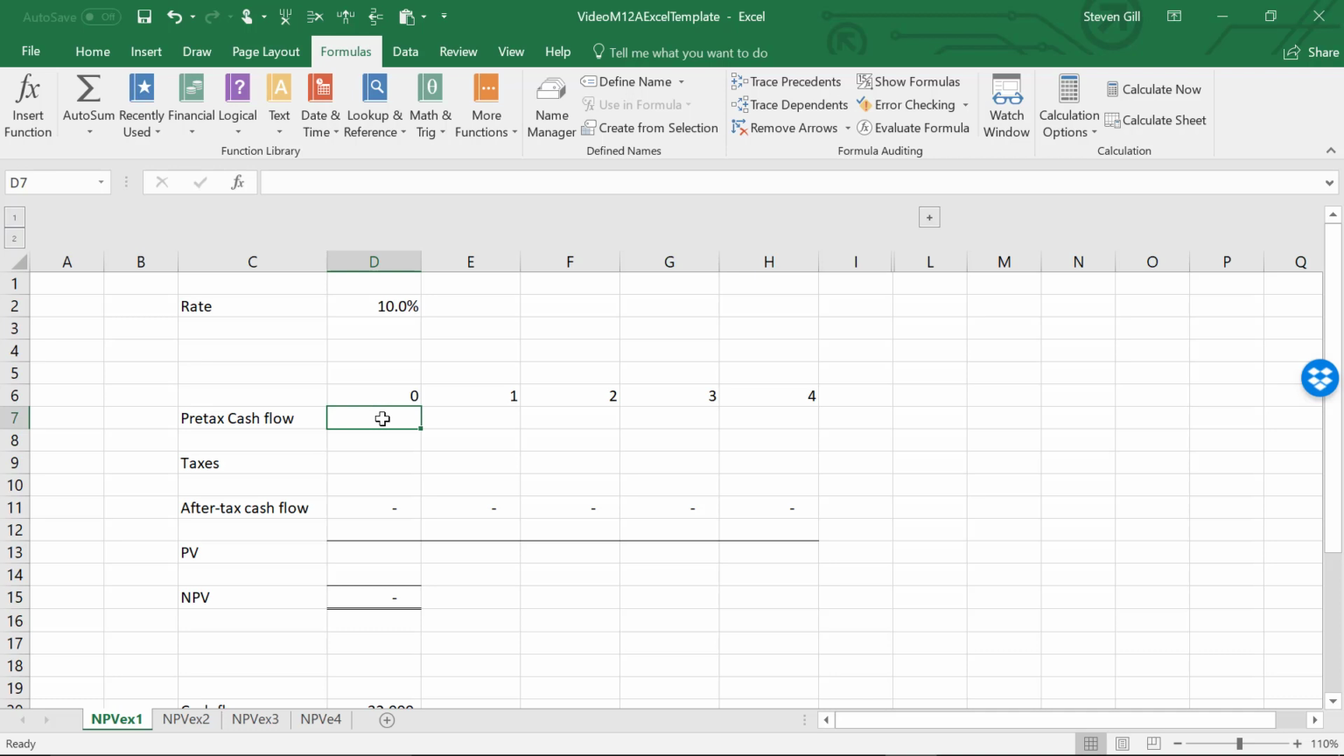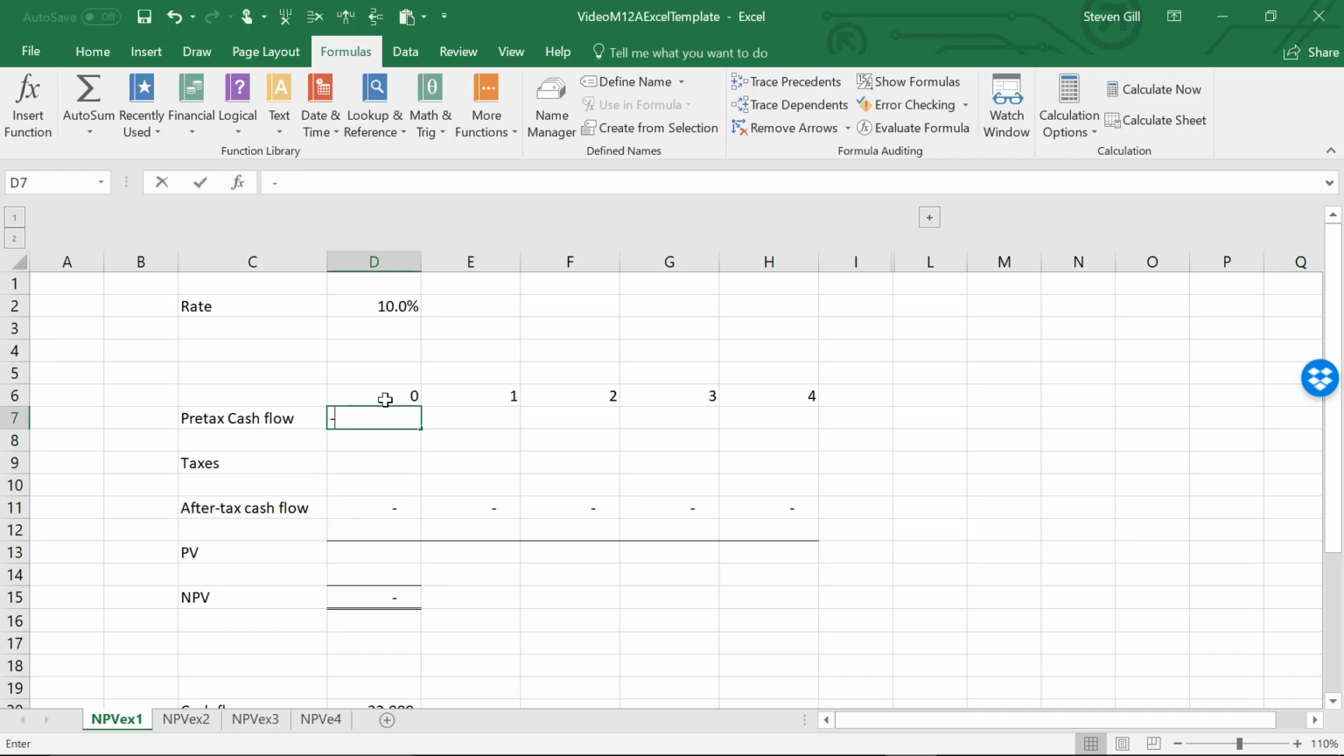Okay, now we're going to work in the Excel template that I built for you guys. And so you can see that I have structured the 4 years worth of cash flows plus the initial investment at time 0. And so now what we need to do is basically create the after-tax cash flows. And this should feel familiar. We did this in the tax part of this course.